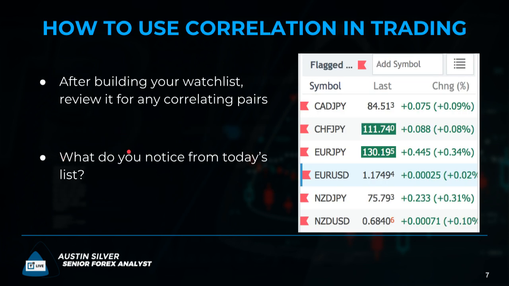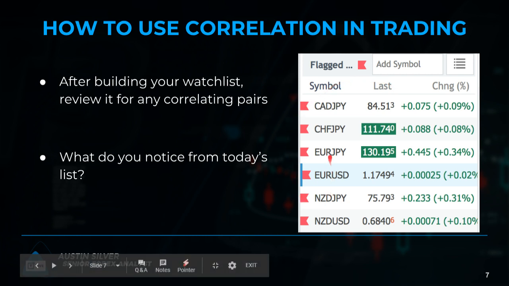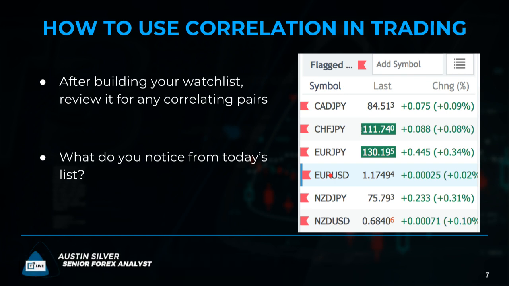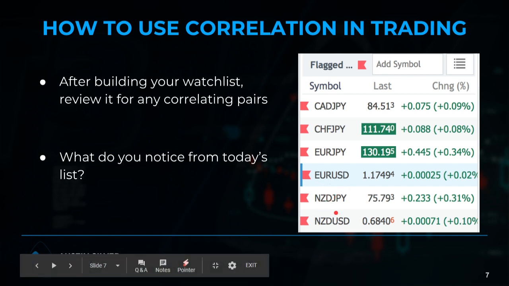How do we apply this to today? Well, here you can see this is our watch list for this morning. We had 6 pairs on the list. What do you guys notice? The people watching on Facebook Live and Instagram right now, what do you notice out of this watch list? Right off the bat, it should be very clear. You have CAD JPY, CHF JPY, Euro JPY, Euro USD, NZD JPY, and NZD USD. What do you see here that should be as clear as day to you?